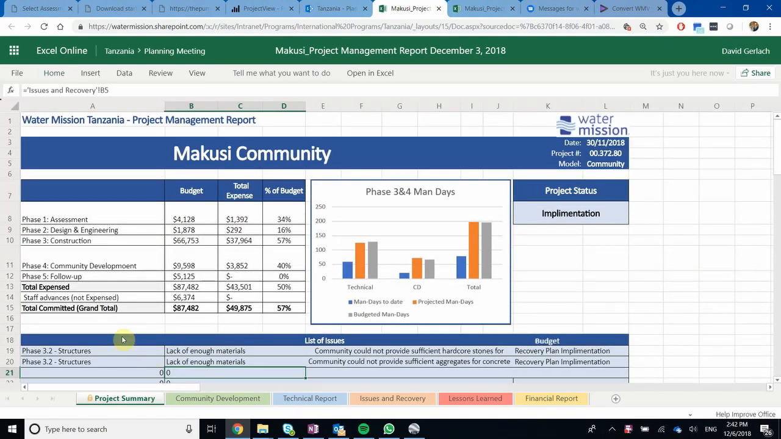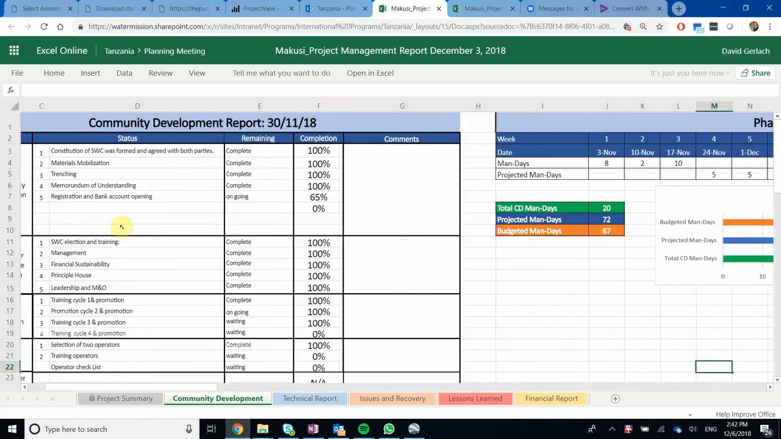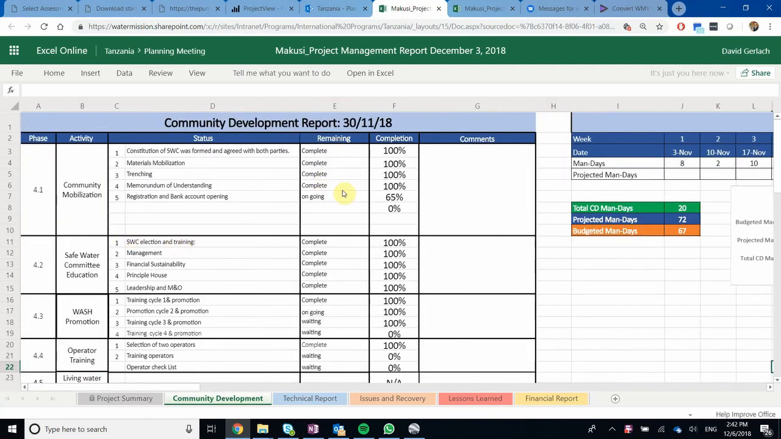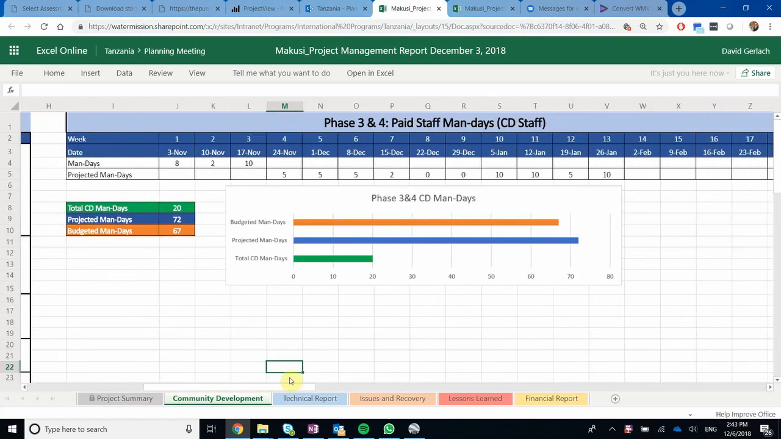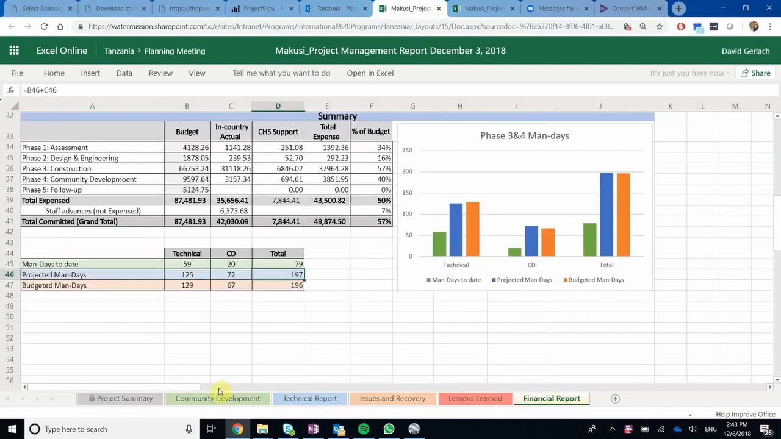This concludes the basic training of our project management report. Again, this should be done every week so we can go over our status from a community development standpoint, what is complete, what is not, and what we see as our projected man-days to actually complete all of the remaining activities. Same with our technical, and then also looking at our finance as well. And the idea of all this, again, is not just to go through the motions, but it's supposed to help us manage the projects so that we can stay on time and on budget.